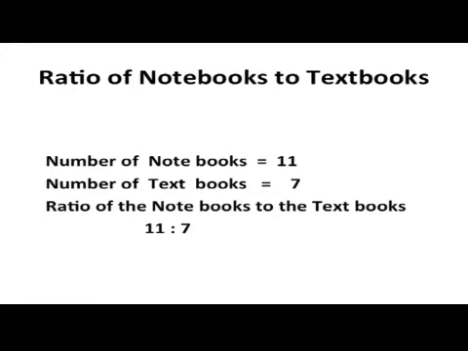A student has 11 notebooks and 7 textbooks. Find the ratio of notebooks to that of textbooks. Number of notebooks is equal to 11, number of textbooks is equal to 7. Therefore, the ratio of the notebooks to the textbooks is equal to 11:7.